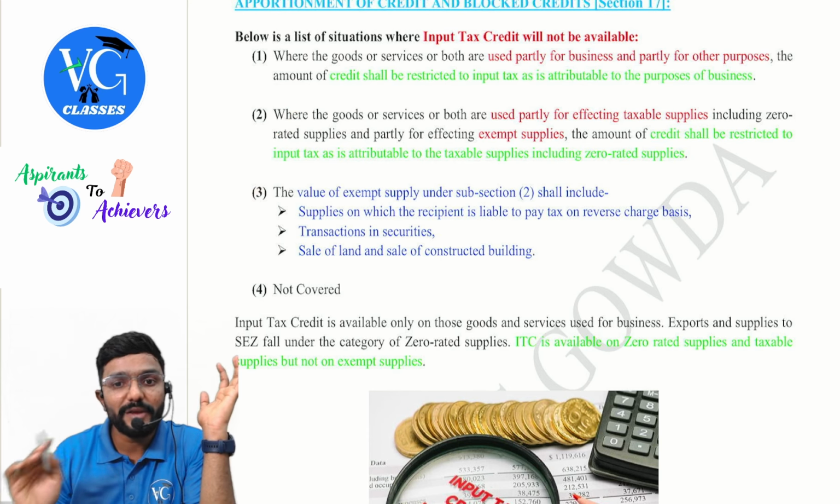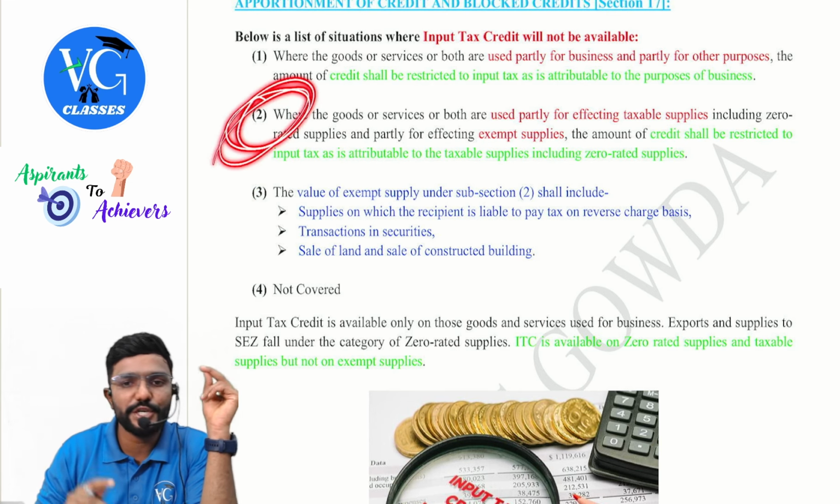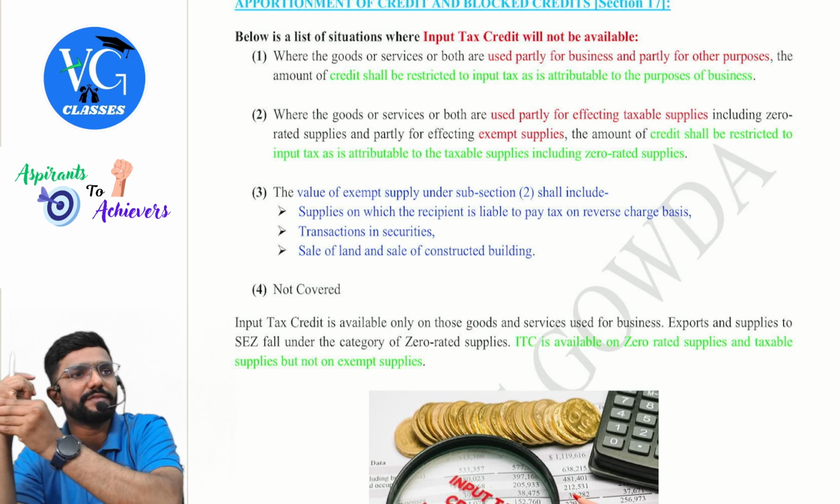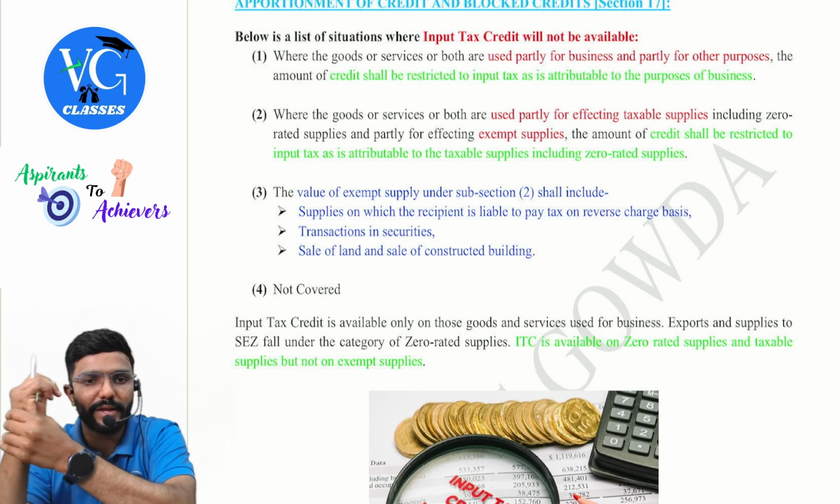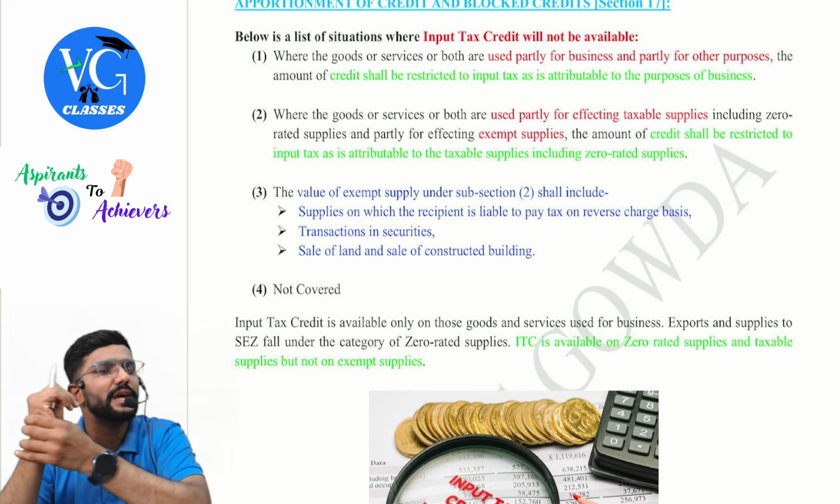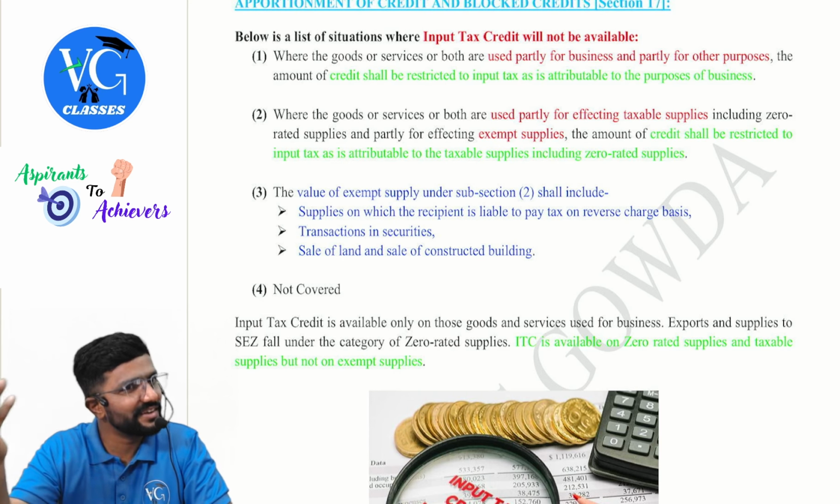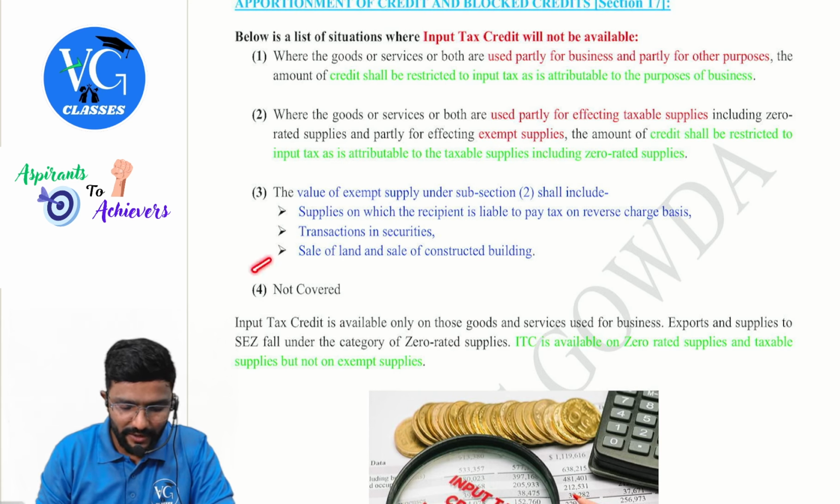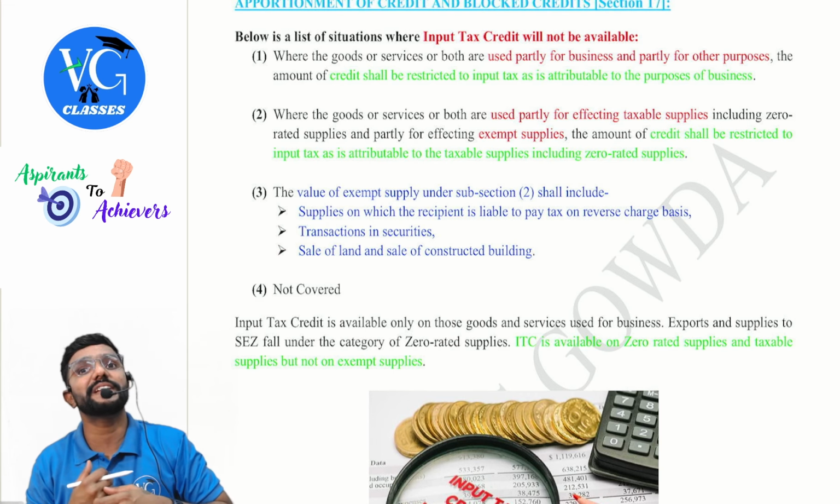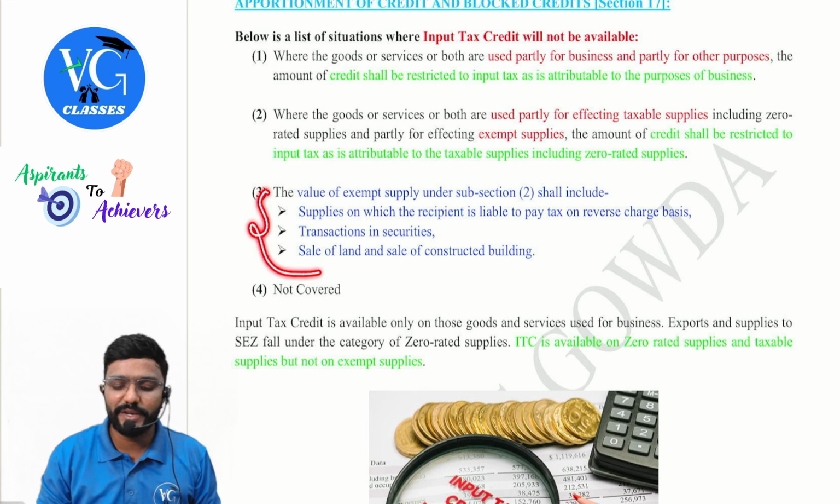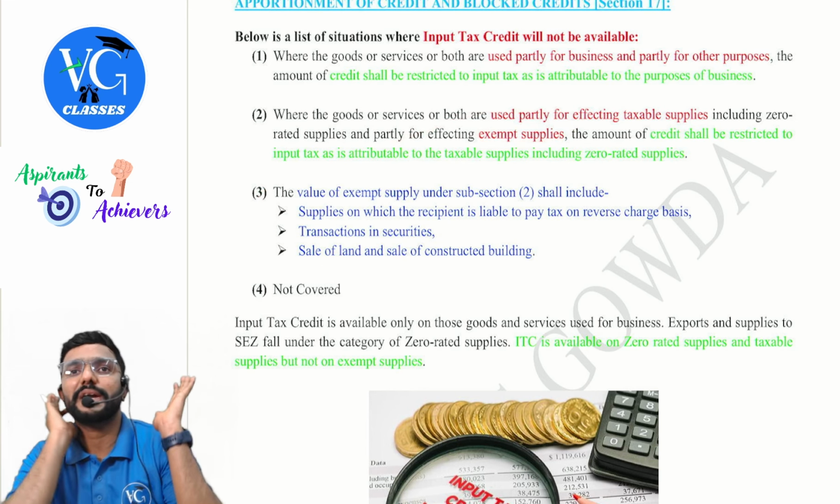The value of exempt supply for subsection 2, guys, only for subsection 2, will include supplies on which the recipient is liable to pay tax on reverse charge basis. Include it in exempt supply. Then transaction in securities. Securities is neither a good nor a service. Should we include it here? Yes, they are asking. Then sale of land and sale of constructed building, which is covered in the negative list. Should I include that also? Yes. So all these three should be included in exempt turnover, guys.